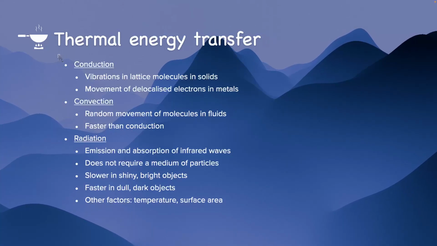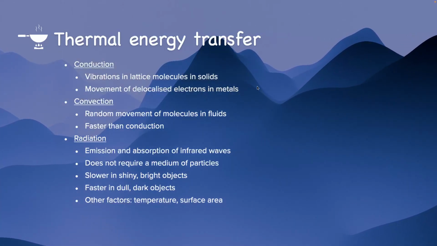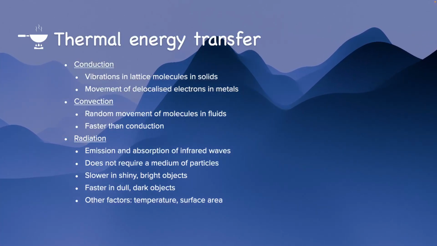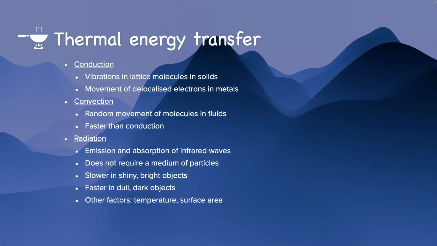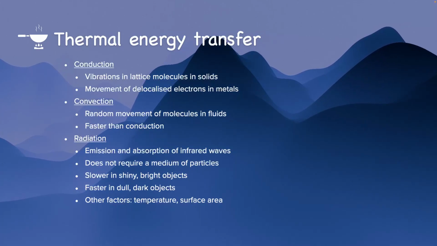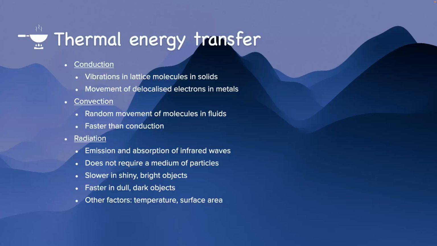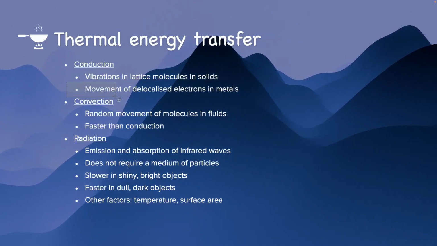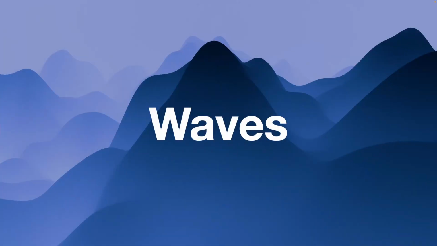So first of all, we have conduction, which is the vibration of lattice molecules in solids. So if you heat, for example, a metal rod from one side, the lattice of the particles in that metal will vibrate and make particles near it vibrate, therefore transferring heat. And it is also transferred by delocalized electrons in the structure of metals, which I'm sure you guys know about from chemistry. Right, let's go further.